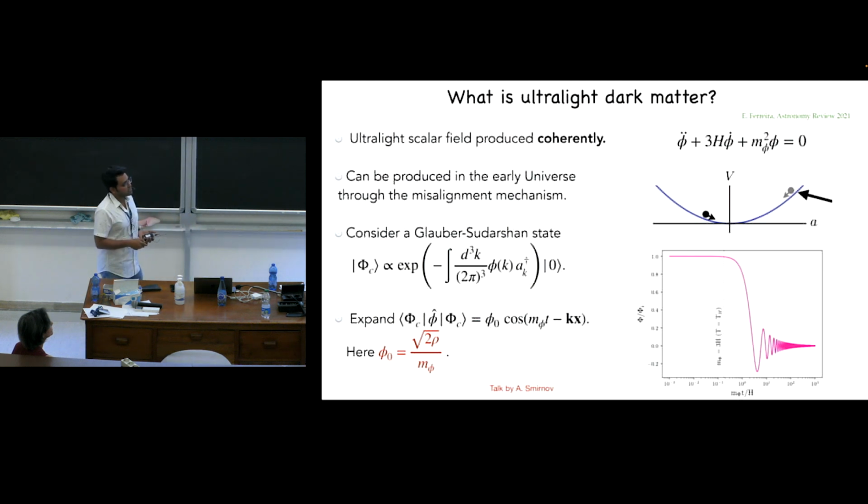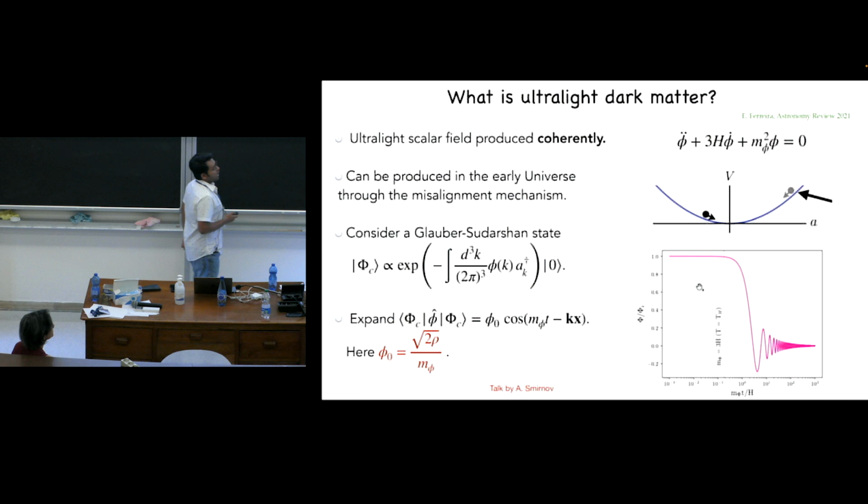And this is stuck because of some friction due to the Hubble term. Now, as the temperature of the universe goes down, the Hubble friction goes down, and at some point the mass term dominates, and this leads to the field oscillating about its minimum. Then the field can redshift like non-relativistic matter, and in this case, it can act like a dark matter candidate. Mathematically, one can describe this sort of field by using what we call a Glauber-Sudarshan state or a coherent state.